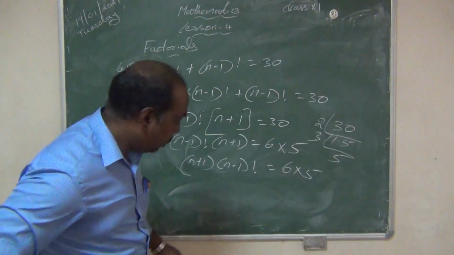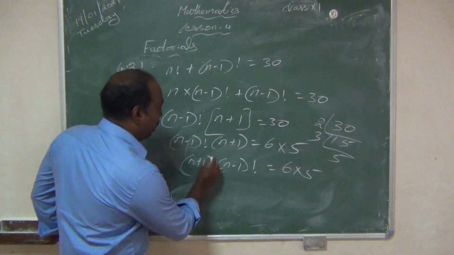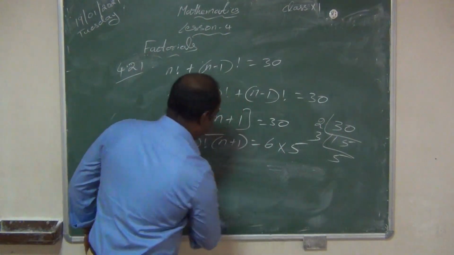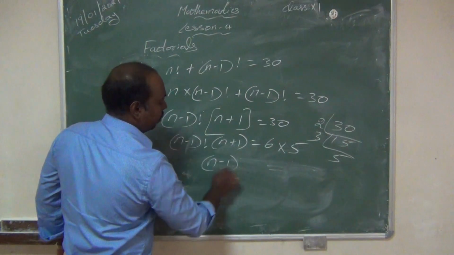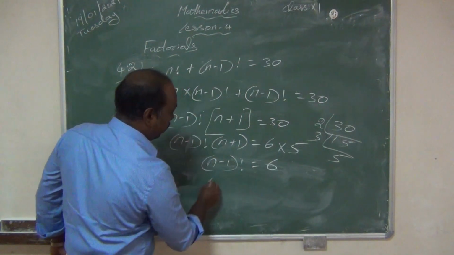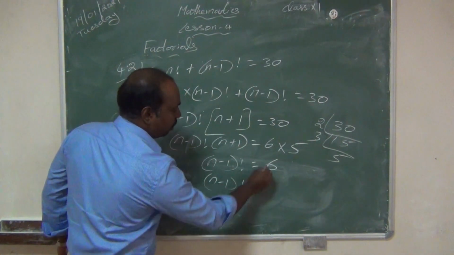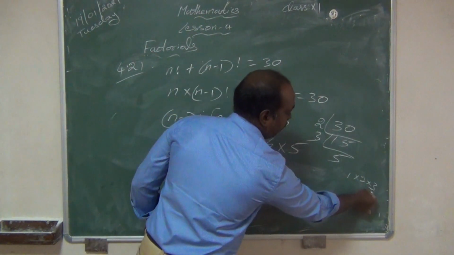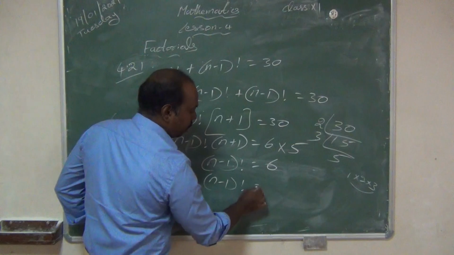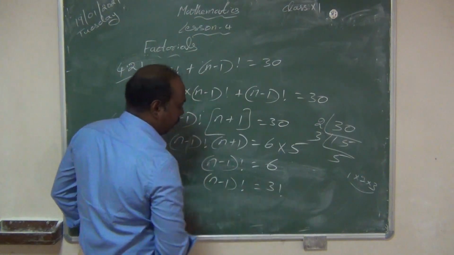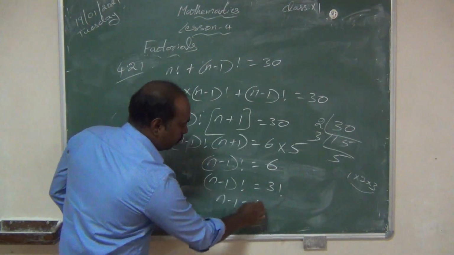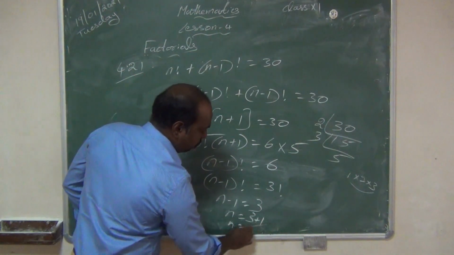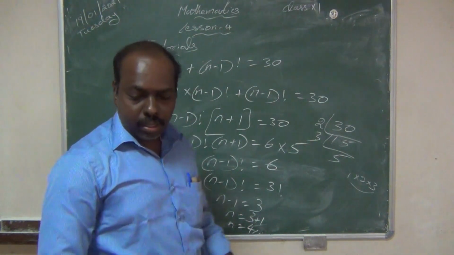So when you compare these two, we will get n minus 1 factorial equals 6. So n minus 1 factorial equals 6 can be written as 1 into 2 into 3, am I right? So 3 into 2 is 6. So this can be written as 3 factorial. Now n minus 1 equals 3, n equals 3 plus 1. So n equals 4. The answer is 4.